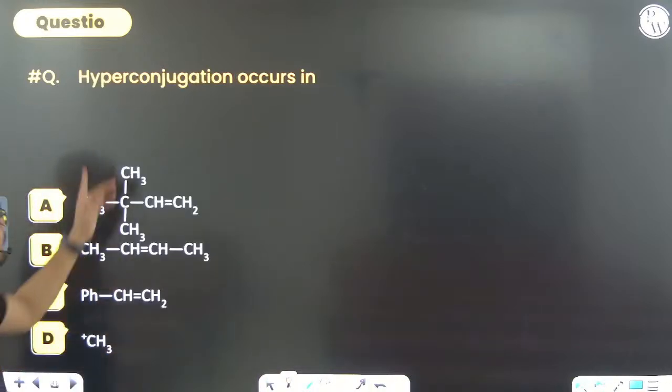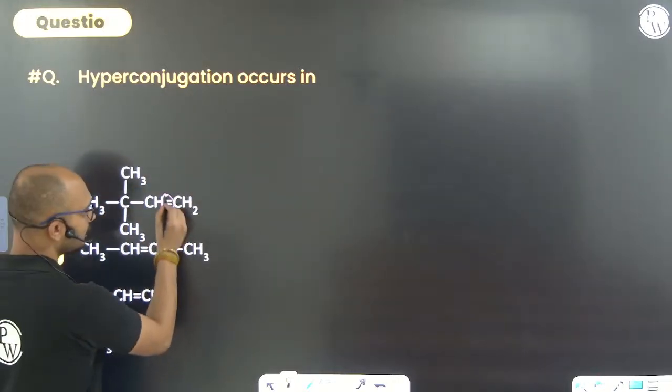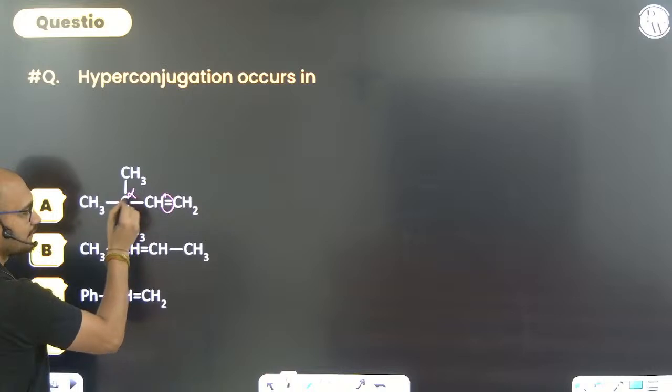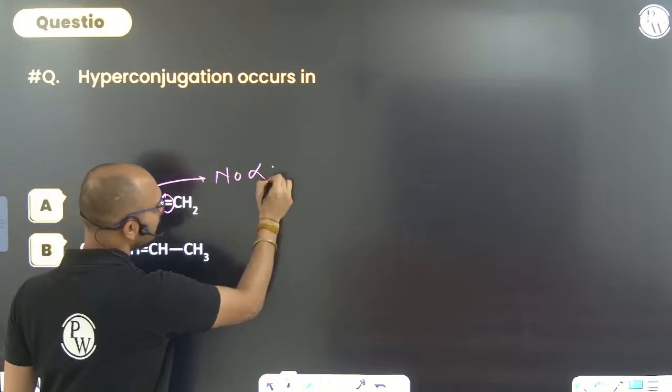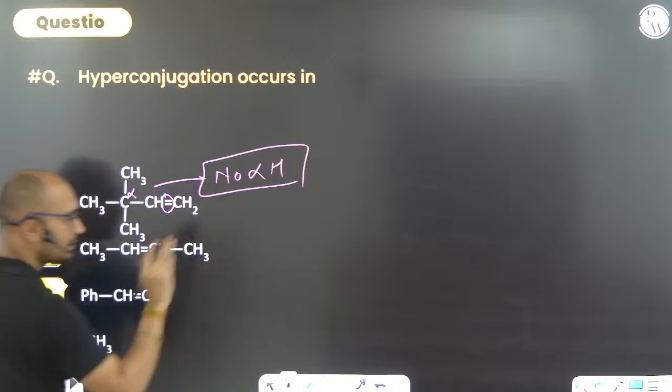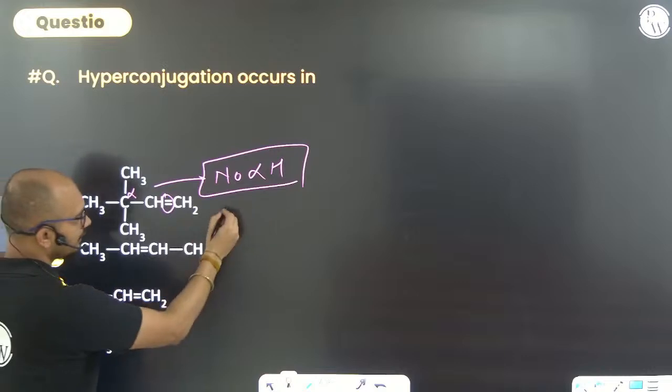Okay. Hyperconjugation occurs wherever there is an alpha hydrogen to a double bond. Is there a double bond? Yes. Is there an alpha carbon? Yes. In this alpha carbon, is there any alpha hydrogen? No. Alpha carbon is there, but alpha hydrogen is not there. So does hyperconjugation occur? No. Here it will not occur.